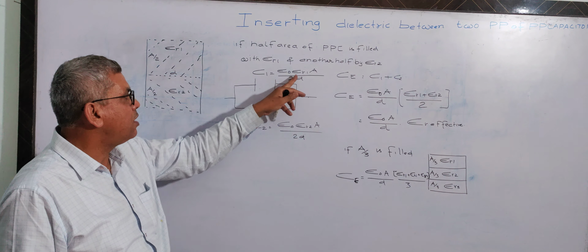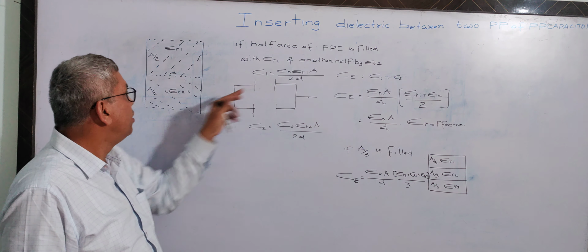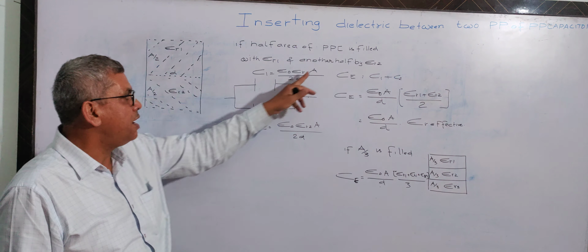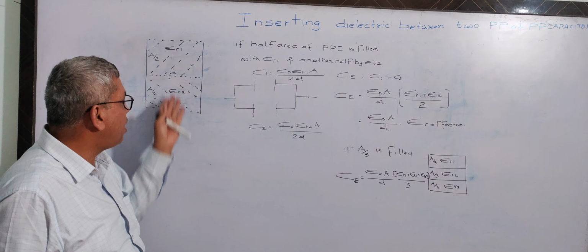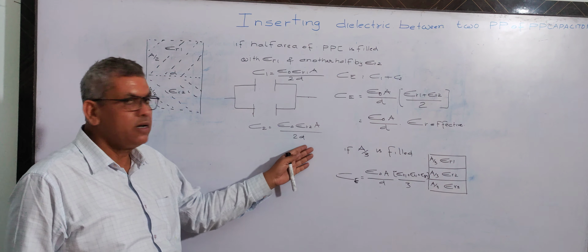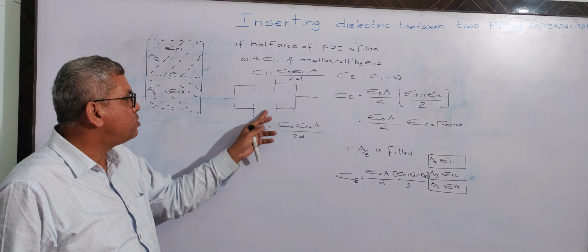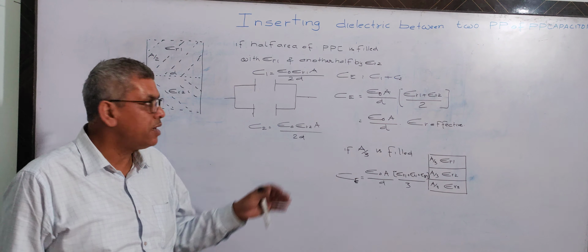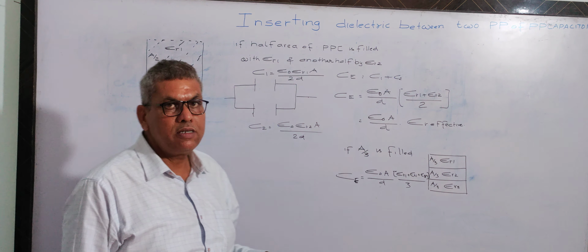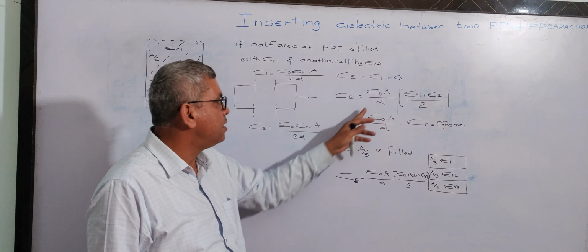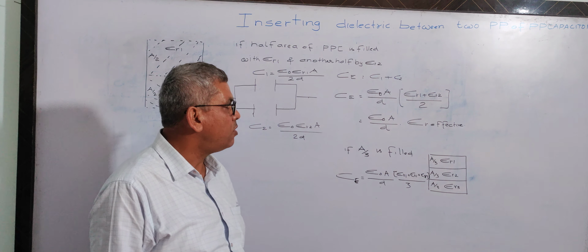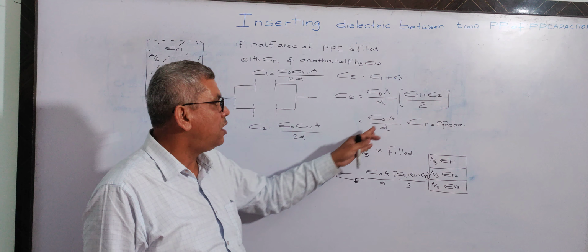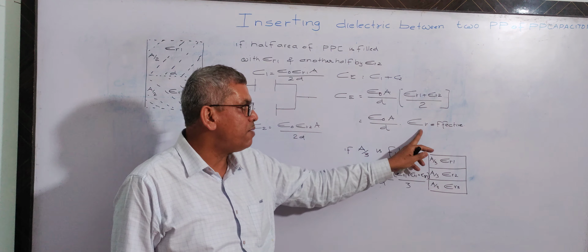So epsilon naught epsilon r1 A by 2D, with area A by 2, the capacitance is there. Similarly, for the second half, the lower half, the capacitance can be written as this much. Now, since these two capacitors are in parallel, I can say the equivalent capacitance is C1 plus C2, and the value is epsilon naught A by D times epsilon r1 plus epsilon r2 divided by 2. So this is the effective capacitance.